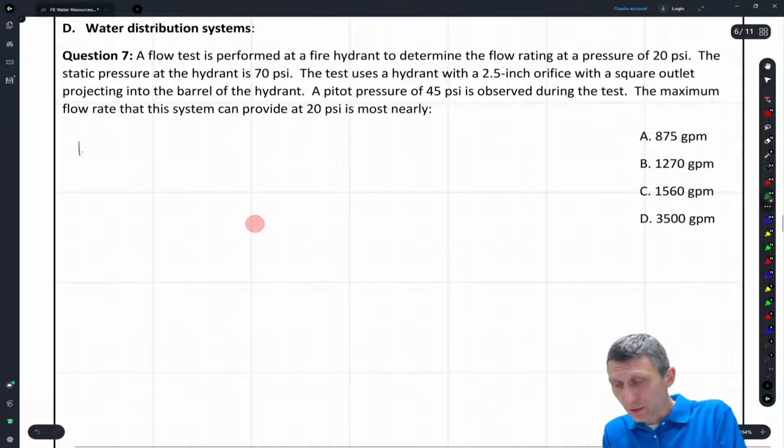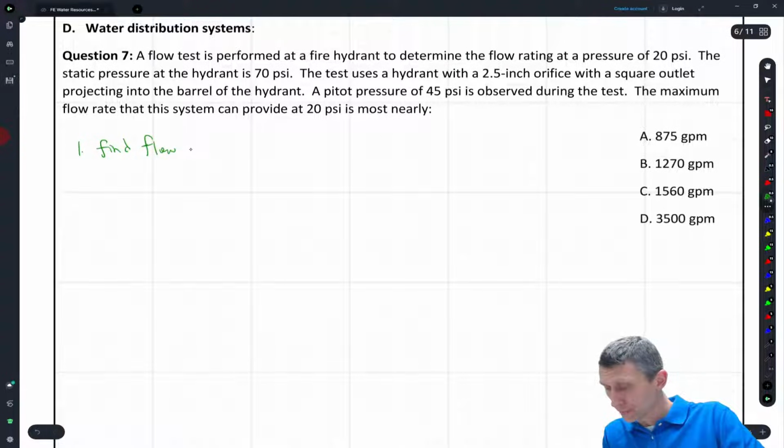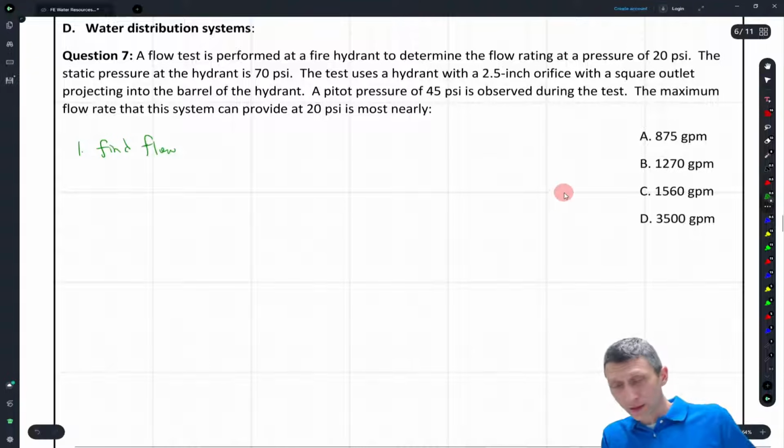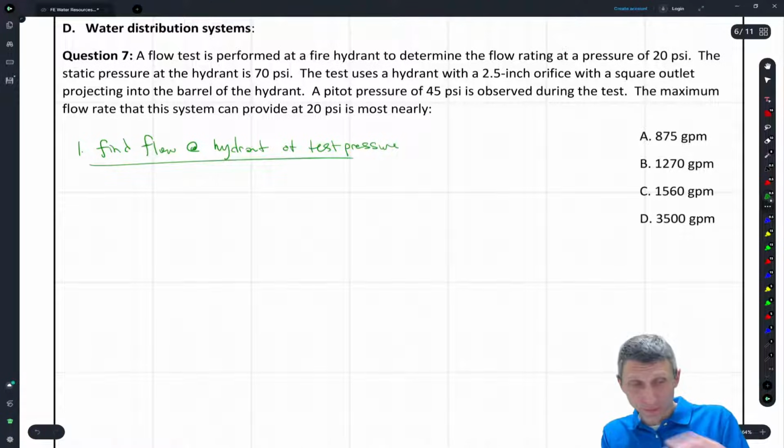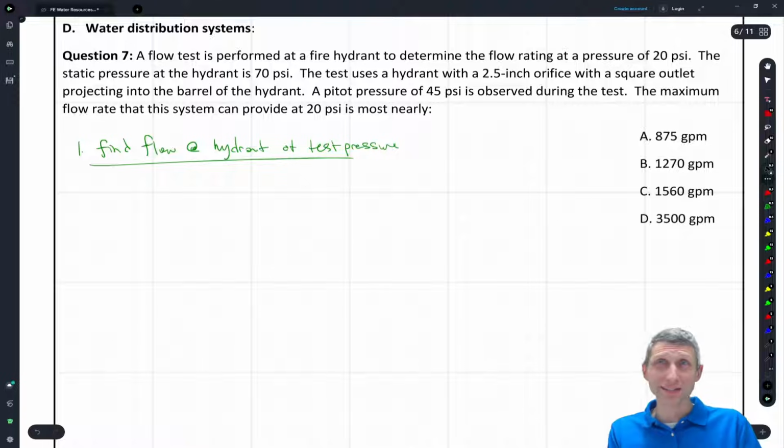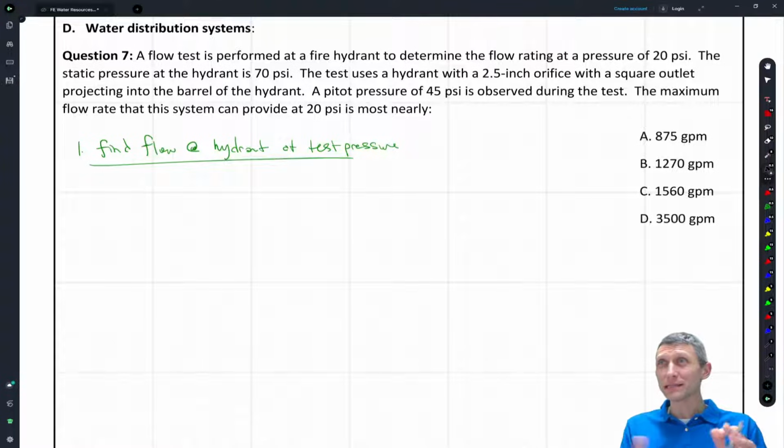The first thing that we're going to do is find the flow at the hydrant at the test pressure. This is step one, and it's kind of a two-step process. You might get only one of these, but at least you're there.